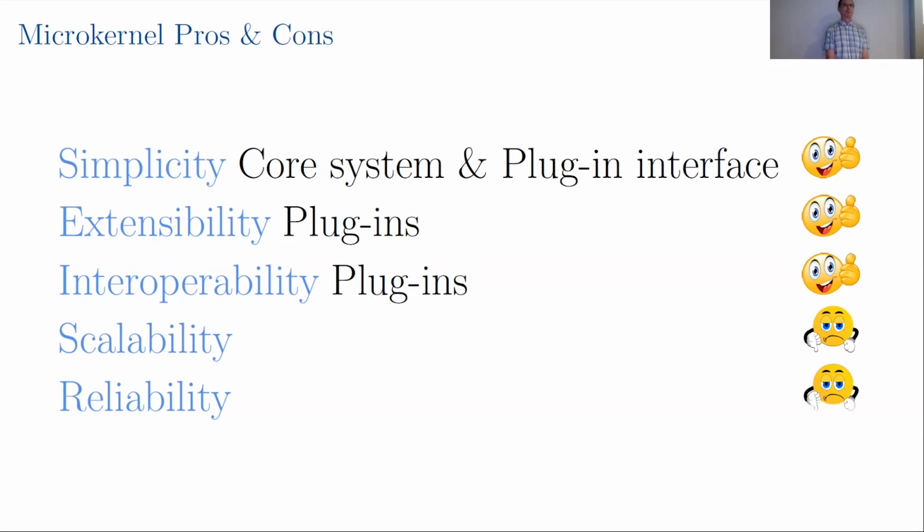Moving on, we're going to be looking at scalability and reliability as quality attributes later. There are going to be some issues when I want to try to scale up a microkernel architecture, and with reliability, there are going to be some issues there. But simplicity, extensibility, interoperability, and modularity are all things we get with microkernel.